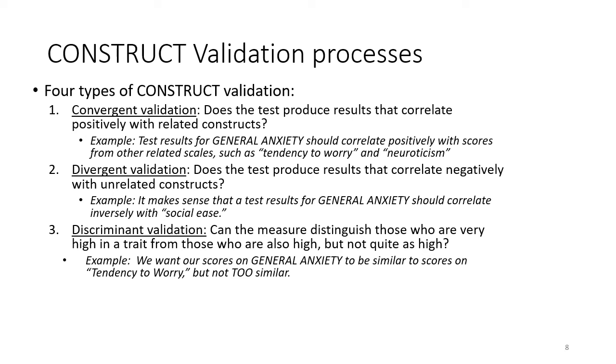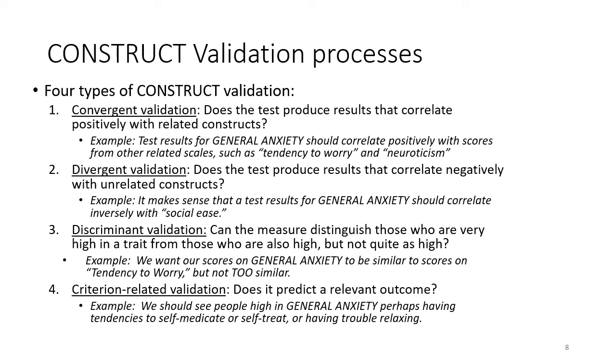If our scores on our new general anxiety scale are identical, then it might be that there's no difference between our scale and tendency to worry, or in other words, our scale for general anxiety doesn't discriminate between this trait, general anxiety, and the trait tendency to worry. So we have to adjust our scale.